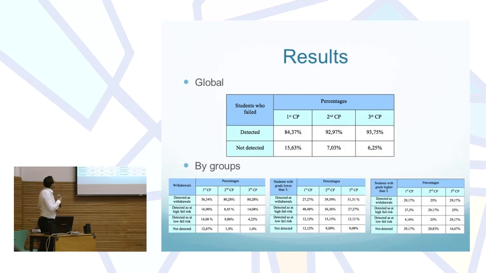So as you can see in this table, as global results, we have very good results for the first control point. Here, 84% detected as at risk of failing the course actually failed the course. And for the third control point, 93% failed the course as we have predicted. The results by groups are not so accurate, but we can see that we obtained 80% starting from the second control point, which is quite good. Also, we have 1.4% not detected, and these results are satisfactory.